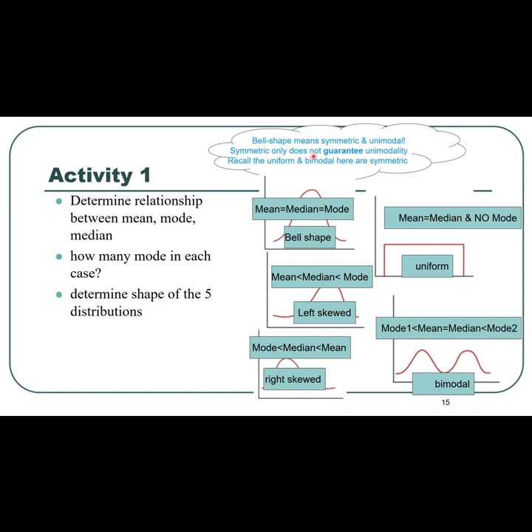As I said, bell shape means symmetric and unimodal. However, symmetric alone will not guarantee unimodality, because uniform is symmetric. Bimodal, this one is symmetric, but I don't have a unimodal.